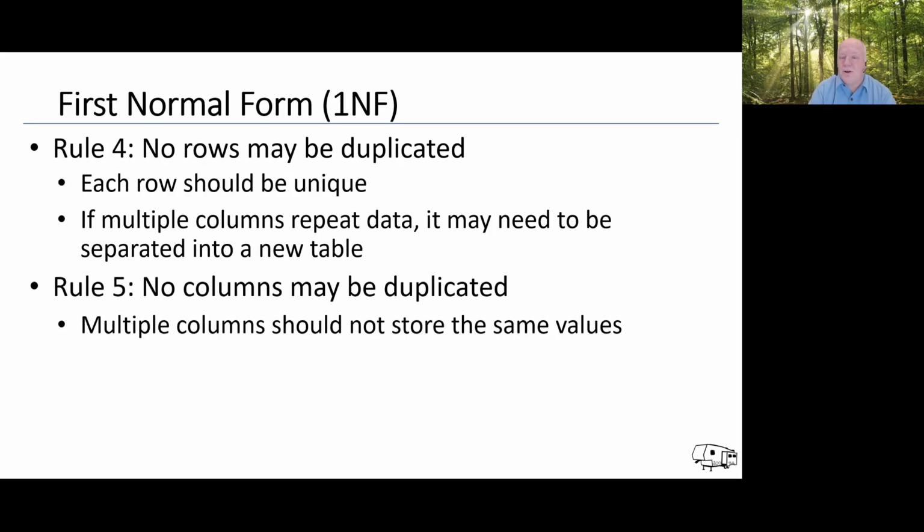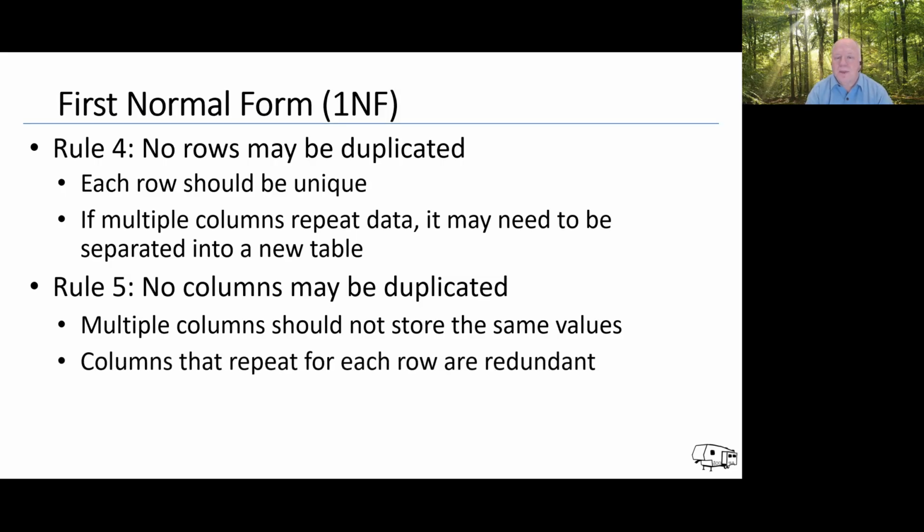Rule 5 is that no columns may be duplicated. So you don't want to store the same thing in multiple columns. So if I have, say, a primary phone and secondary phone, and they both have the same phone number, then that becomes confusing. And that's another reason why we don't want to have multiple columns of the same purpose in the table. Oh, and I should mention also that you want to make sure that if the columns repeat in multiple rows and they become redundant, that's an indication that you can separate that out as well.